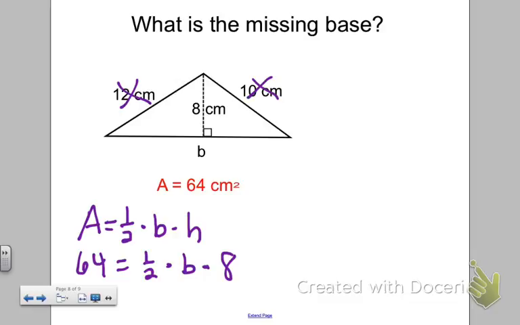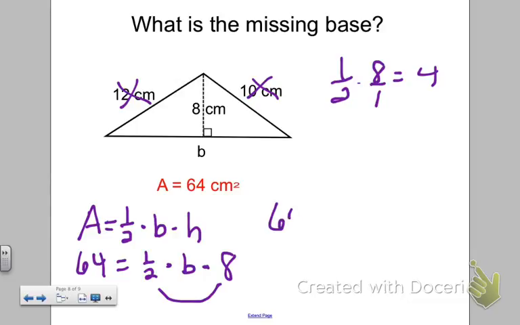So let's see, 64 is equal to 1/2 times the base times 8. Well, I don't know what B is, but I can still do some of this multiplication, even if it's in a different order. It's all multiplication, it doesn't matter the order. So I might do 1/2 times 8 first. 1/2 times 8 is going to give me 4, right? Because basically you're talking about 8 over 2, which simplifies to 4. Or think of it this way, half of 8.